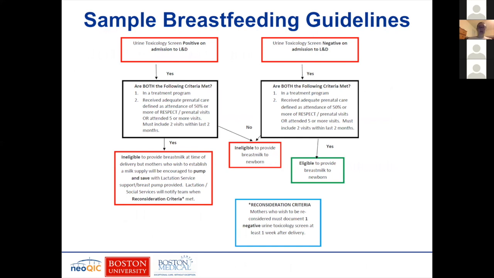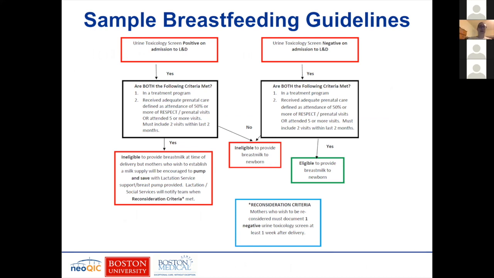These are our criteria at Boston Medical Center. This took us many, many years to get to this point, and a lot of research was done in order to come up with these guidelines. Our most recent publication is in press, and I'm happy to share that once it comes out.